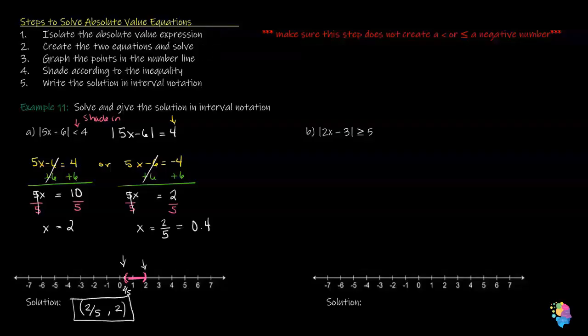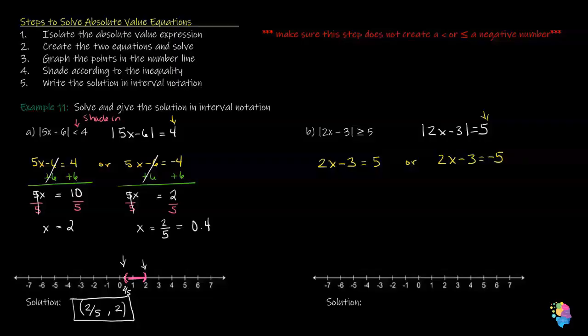Let's try it again. 11b reads, the absolute value of 2x minus 3 is greater than or equal to 5. Then the equation we're going to solve is the absolute value of 2x minus 3 is equal to 5. That means that 2x minus 3 is 5 units away from 0. So then it can be located at either 5 or 2x minus 3 can be located at -5, because both 5 and -5 are 5 units away from 0.